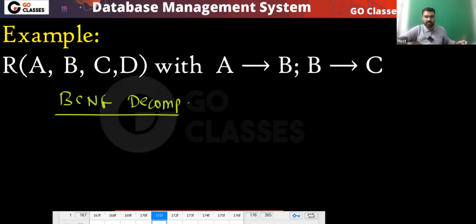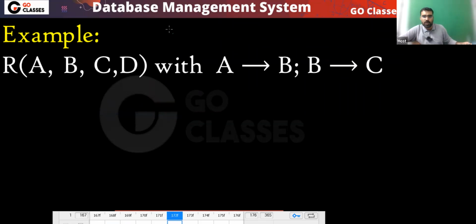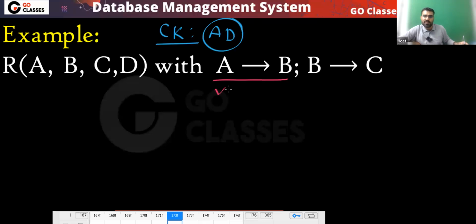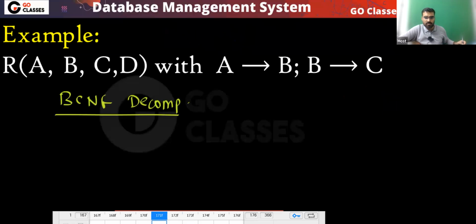So what will you do here in this question? Again, what is the candidate key? You can notice AD is the candidate key, right? You can clearly see this is a violation because A is not a super key. And you can clearly see this is also a violation. Let's call this violation 1 and this violation 2. So there are 2 violations.